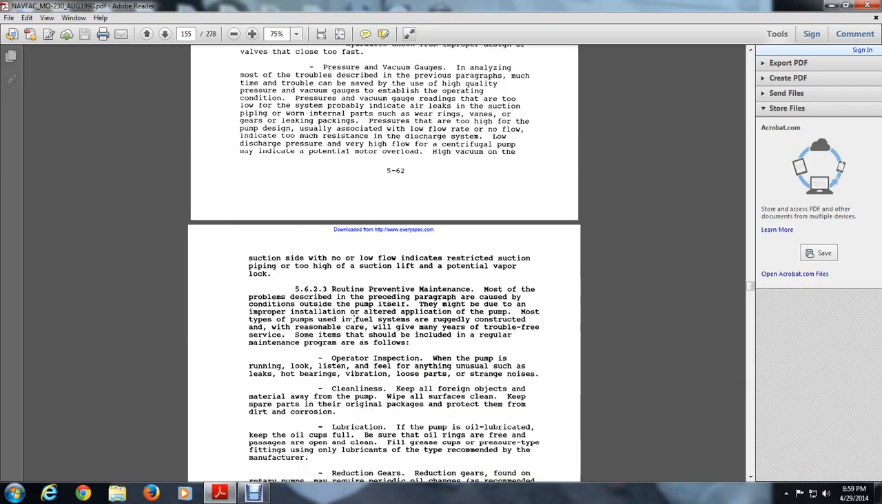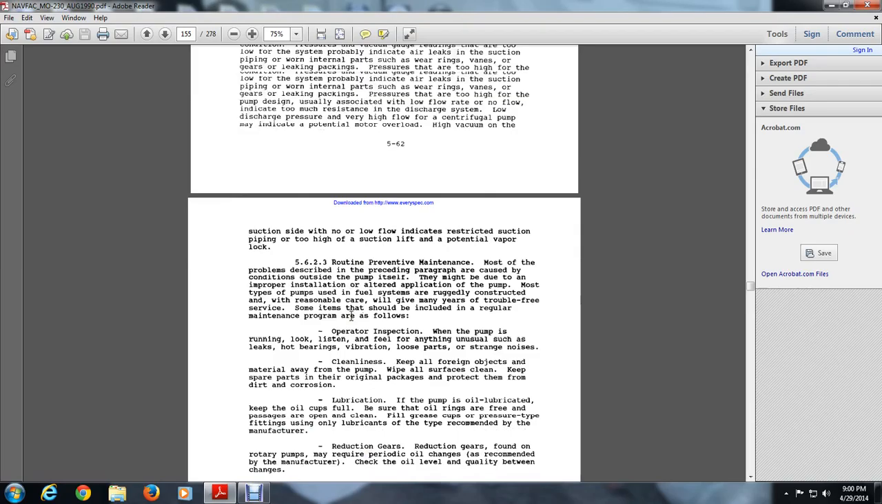Operator inspection. When the pump is running, look and listen for anything unusual, such as leaks, hot bearings, vibration, loosened pump parts, and strained noises. Cleanliness. Keep all foreign objects and material away from the pump, and keep the wiped surfaces clean. Keep spare parts in the original package, protecting them from dirt and corrosion.